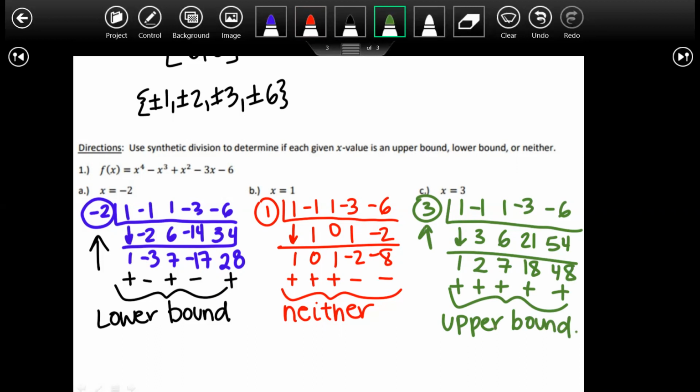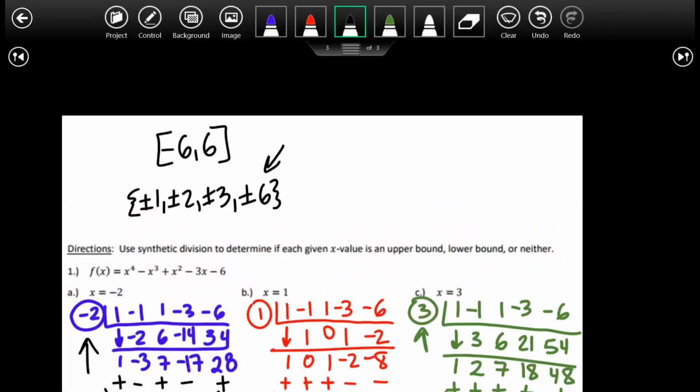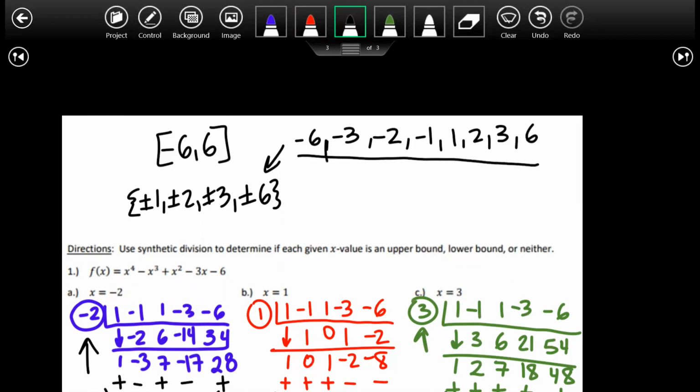Now, this is the idea we want to come across. If we were to write out the range of all of our possible answers on the number line, we're going to get this. Our number line would be -6, -3, -2, -1, 1, 2, 3, and 6. These are the potential zeros we have on our number line.